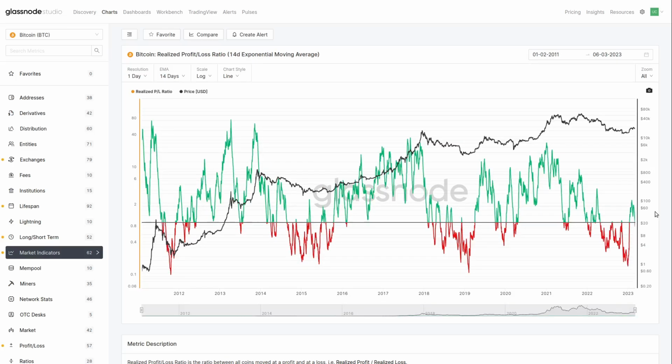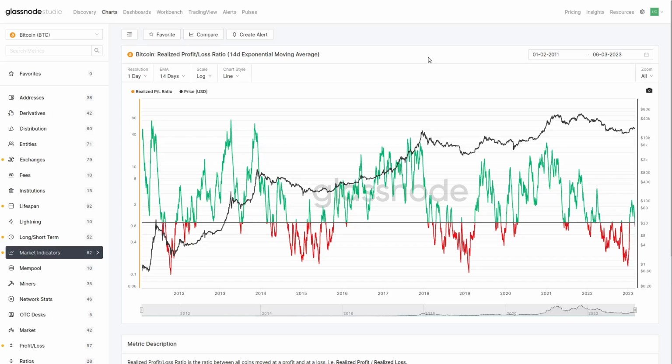Now, the last metric I'm going to touch on is very similar to aSOPR in the way that you consider it. You can see these retests of the underside during bears. You can also see retests of a value of one during more bullish markets. This one here is literally taking a ratio between the realized profit and the realized loss.